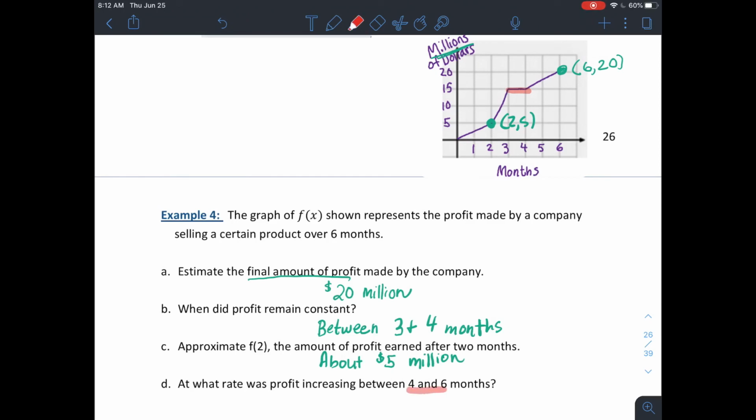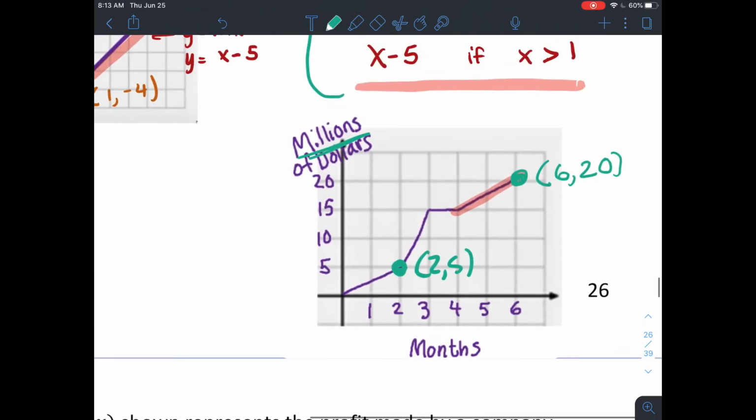And if we want to know what the average profit that they made between 4 and 6 months was, well, if you kind of look at your slope, your rate of change here, they made $5 million over 2 months. So that would mean that their rate is $2.5 million per month in that time interval.